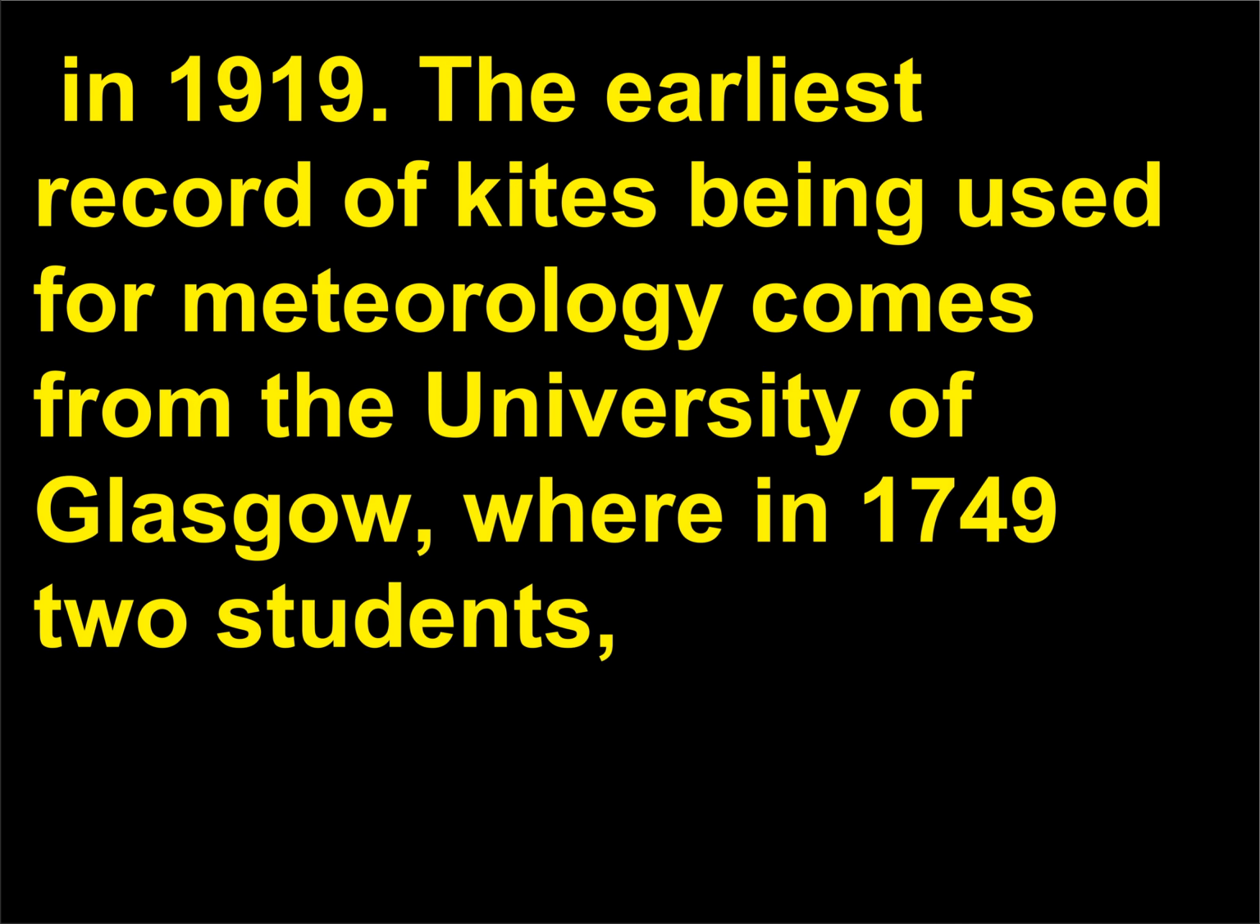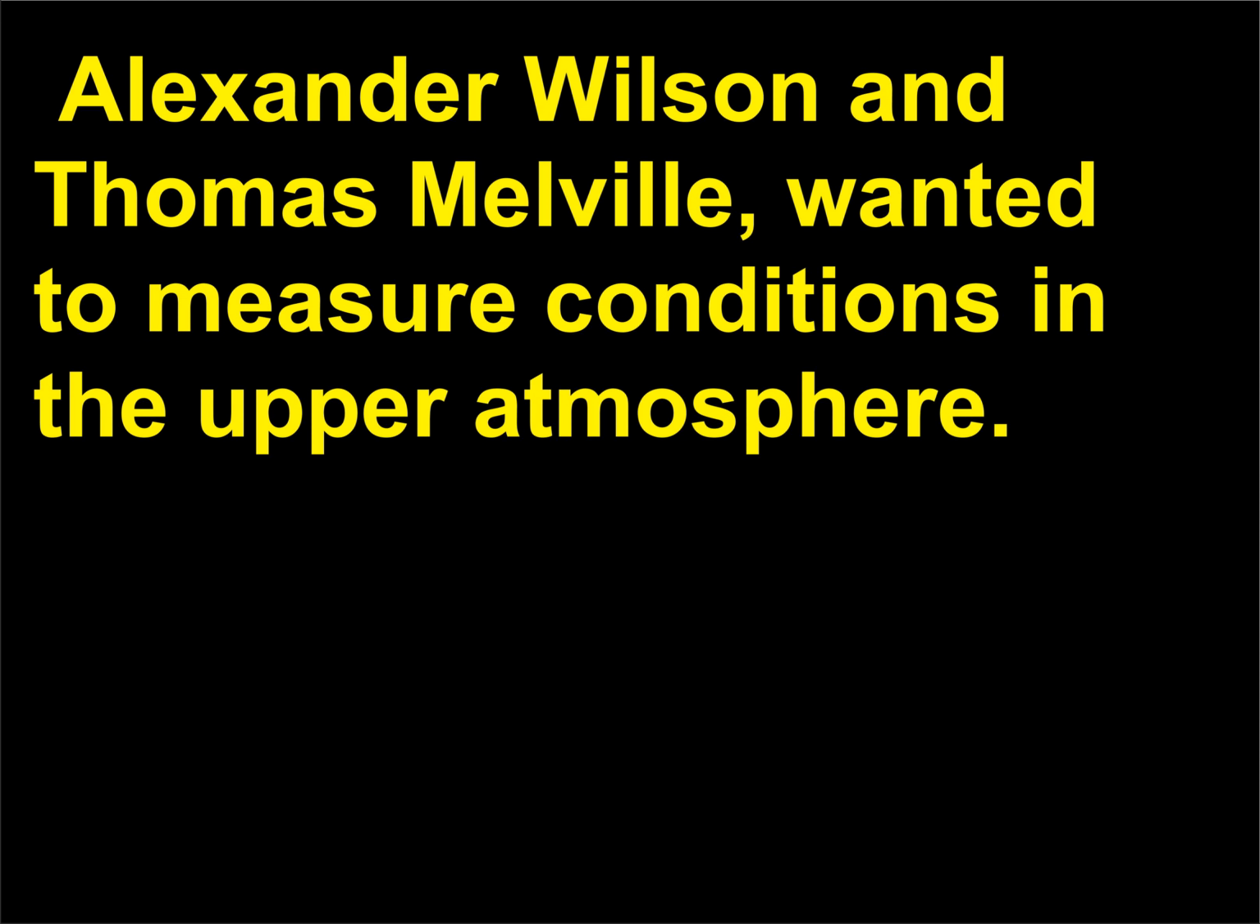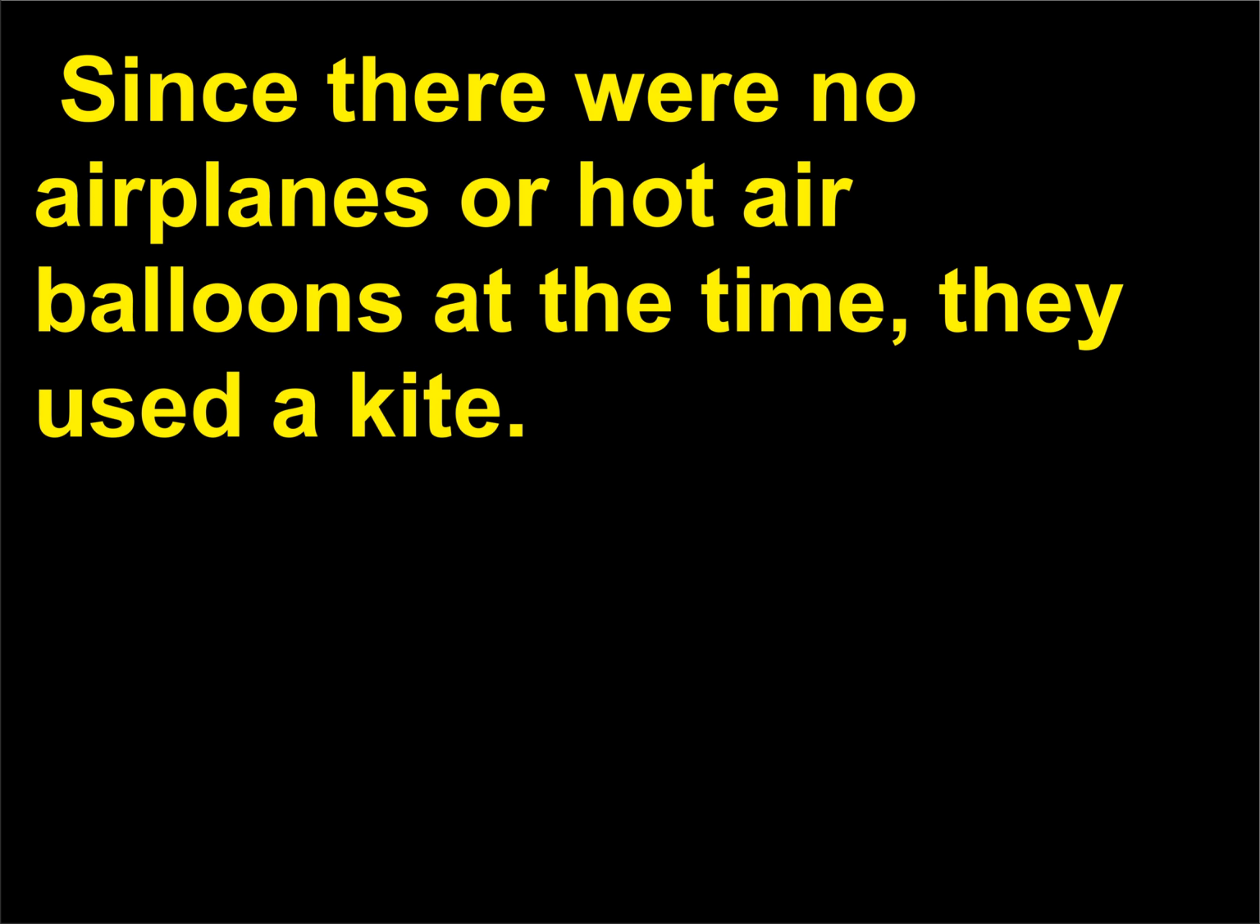In 1919. The earliest record of kites being used for meteorology comes from the University of Glasgow, where in 1749 two students, Alexander Wilson and Thomas Melville, wanted to measure conditions in the upper atmosphere. Since there were no airplanes or hot air balloons at the time, they used a kite.